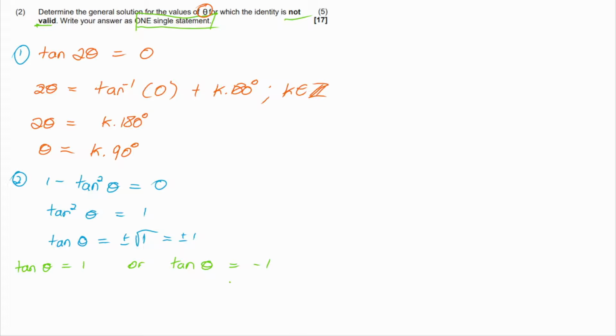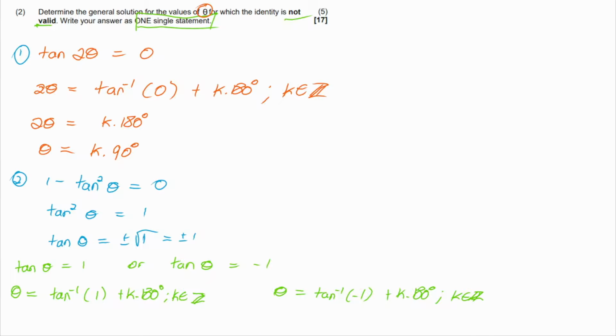Okay, and we're going to have two general solutions that come from this thing over here. So here we're going to get theta is equal to tan minus 1 of 1 plus k180. Okay, and then k's. And my z's are getting really messy. It's tough to draw double back sets. Anyways, so on this side we're going to get theta is equal to tan minus 1 of negative 1 plus k180. And then again, k is the element of integers.